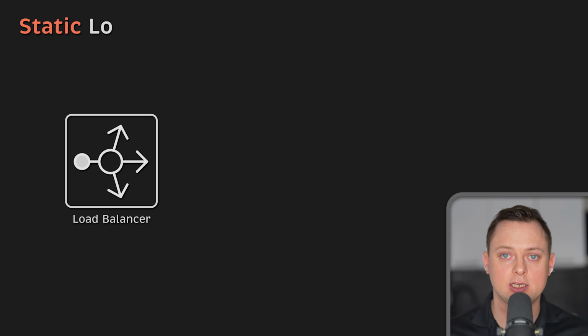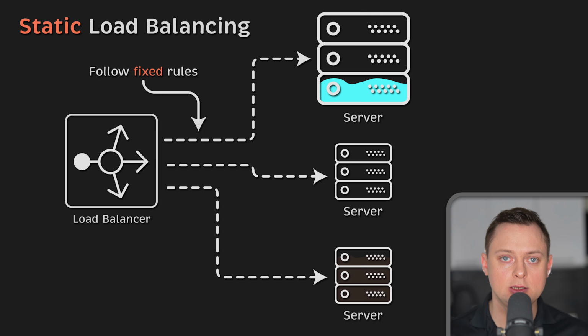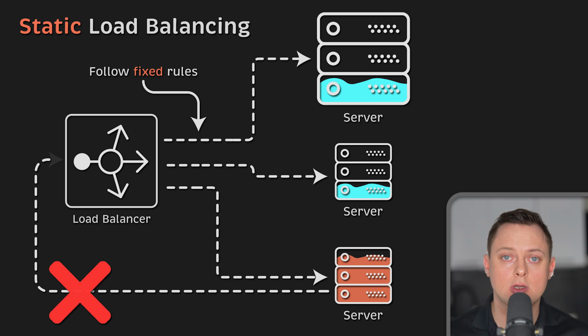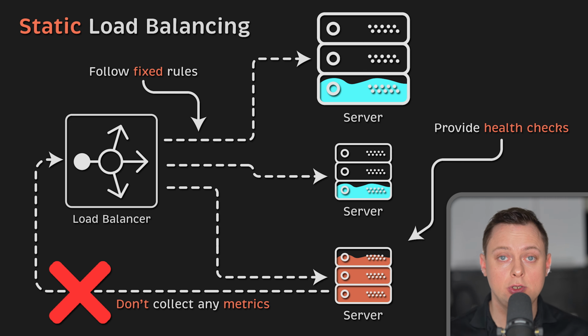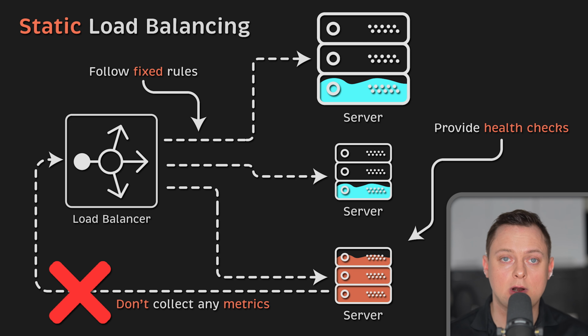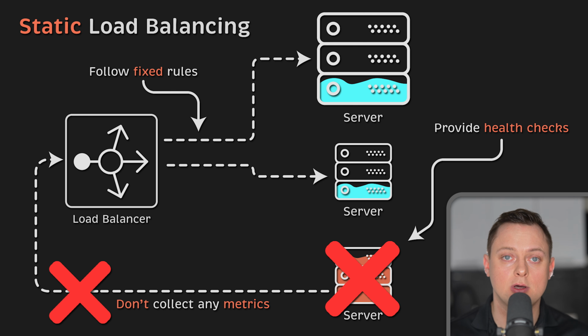Let's start with static load balancing algorithms. They follow fixed rules and are independent of the current server state. For example, they don't collect any metrics such as the number of connections, CPU, or memory utilization. However, most load balancers using static algorithms still provide health checks for the backend servers. So if a server goes down, many load balancers will remove the server from the load distribution.